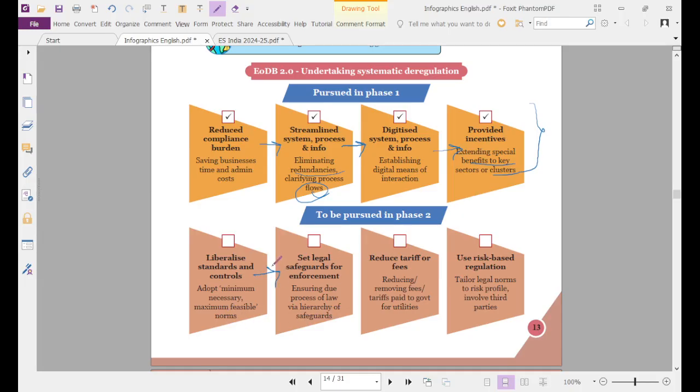The purpose of controls is to put things on the right track. But if the control is slowing the speed of better growth, then one should ease the control, right? Also set legal safeguards for enforcement, various safeguards with respect to a hierarchy of safeguards, etc. Reduce tariffs and fees, that will give incentive. Then use risk-based regulation. Only when it goes beyond a limit can one go for regulation, otherwise let it be free.